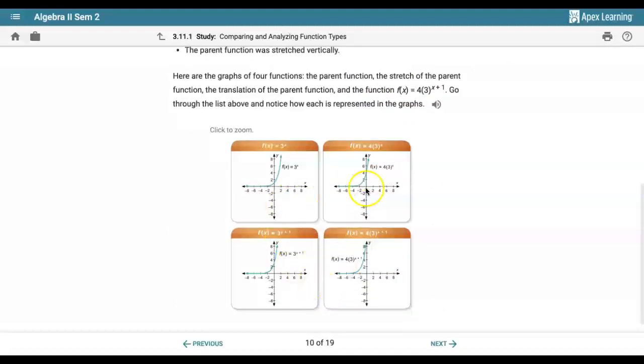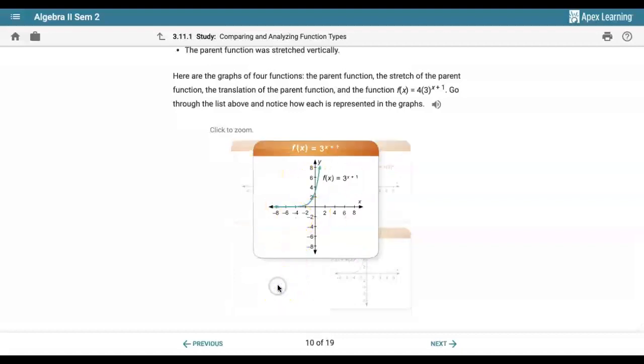Then you can take a look here at what each of those individual modifications does to the parent function and what it looks like when it's added together there.